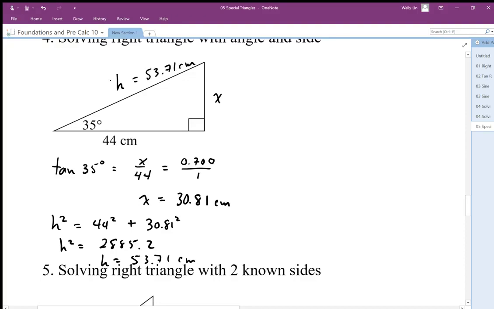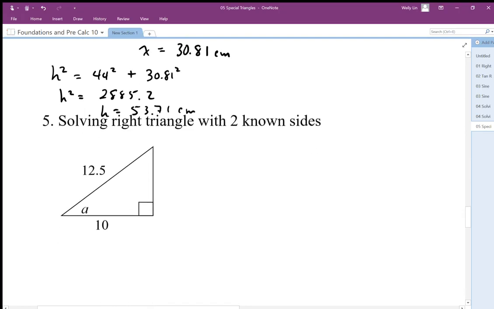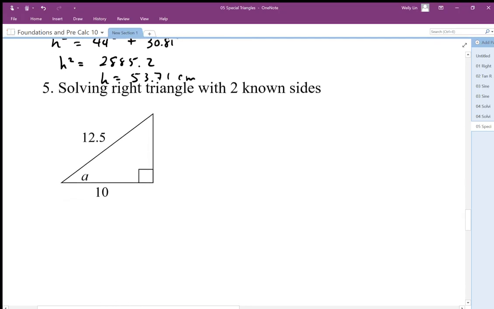Once we have those three sides, I'm just left to solve for the other angle. The other angle is complementary, and we can just work that out by subtracting from 90 degrees. Another skill is to be able to solve a right triangle with two known sides. So here I've got two sides. I can solve for the third side using Pythagoras.